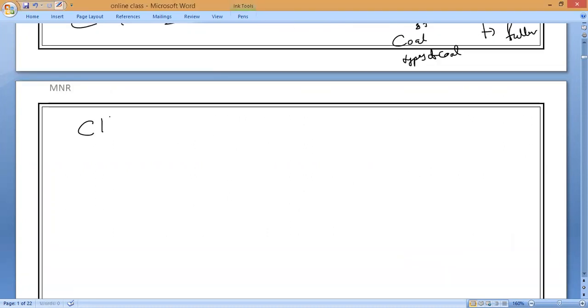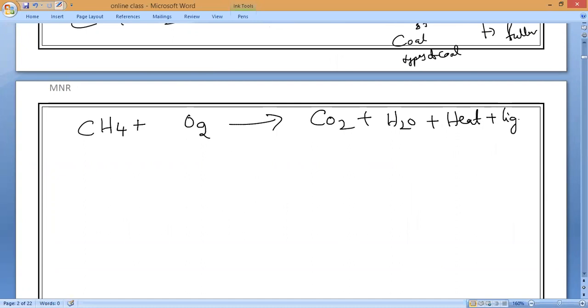CH4 plus oxygen. So it is used to produce CO2 plus water vapor, heat energy plus light energy. So that is what will happen. So CH4 means what, guys? Smallest hydrocarbon, which is called methane.